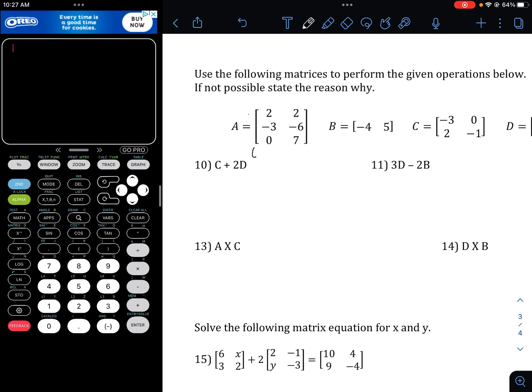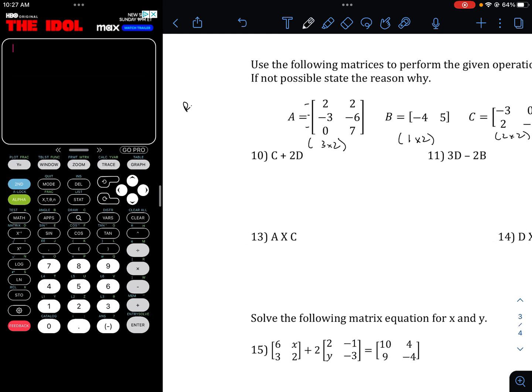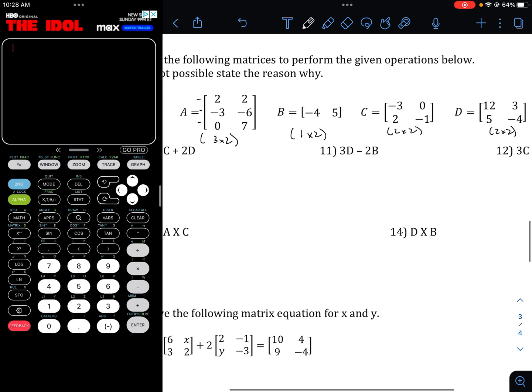So A is 3 rows and 2 columns. B is 1 row and 2 columns. C is a 2 by 2, and D is another 2 by 2. Something helpful to write down is it's rows by columns. Rows go across, columns up and down. Maybe have that on your note card. Anyway, in order to add, they must be the same dimensions. So C and D, they're both 2 by 2s.